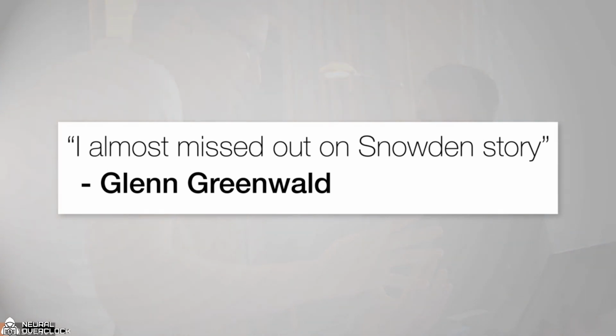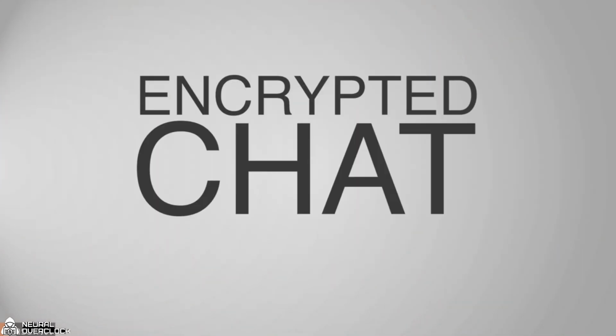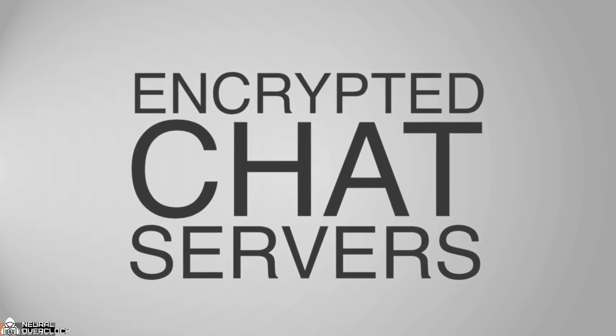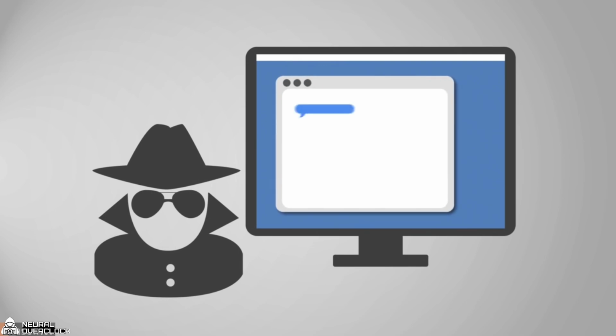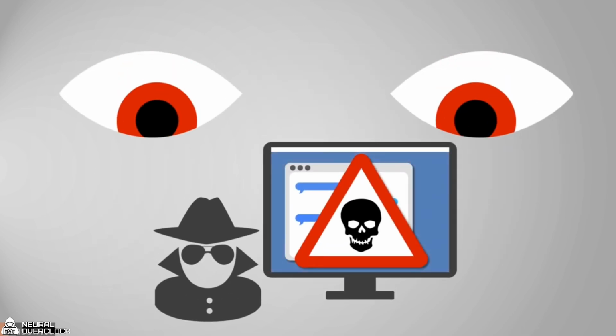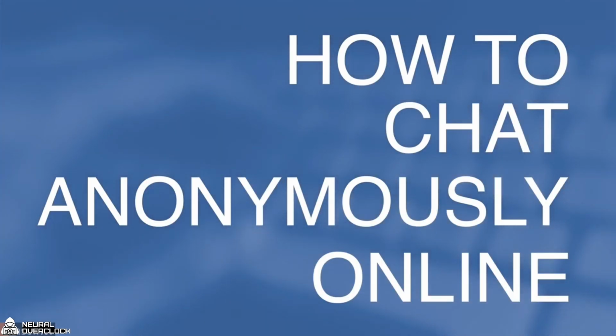But with a colleague's help, Greenwald learned how to use encrypted chat servers, a far more efficient and secure method than even encrypted emails or text messages. Browsing and communicating on the internet anonymously is difficult, time-consuming, and painstaking. One weak link or careless trace of metadata can expose your identity to the world, but that doesn't mean you need a master's degree in computer science to avoid the prying eyes of the NSA. In 5 easy steps, Reason TV shows you the basics of how to chat anonymously online.